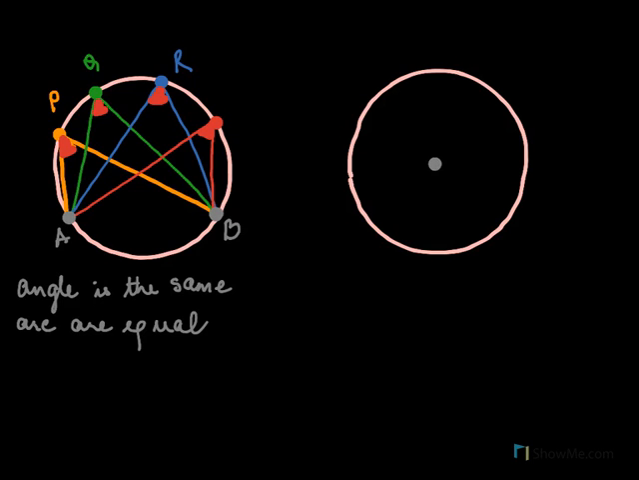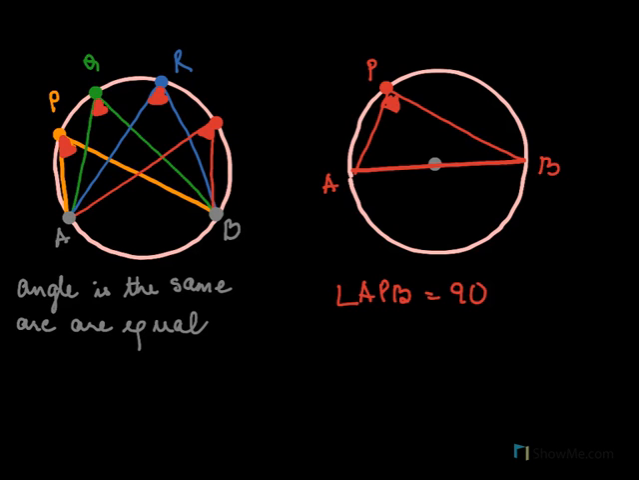If this is the center, and here we have the diameter, say the diameter is AB, and we take a point on the circle. If I join this, I'll get here the angle in a semicircle. I'll call this P. Now the angle in the semicircle is always 90. So angle APB equal to 90.